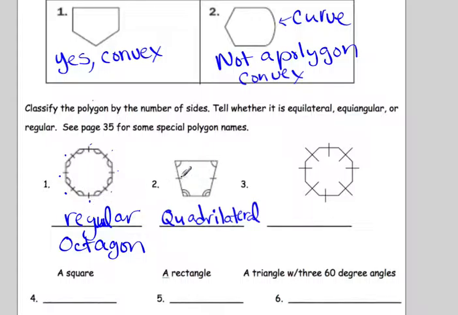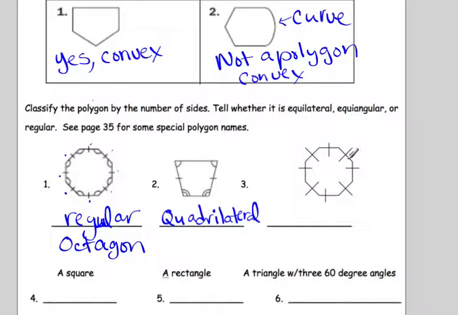This one has marked congruent sides, but only these 2, not the other 2, so it's not equilateral. Also, the angles up here at the top do not match the angles at the bottom, so it's not equiangular either. It's not equilateral or equiangular. So it's none of those 3 things. I'm just going to put quadrilateral.